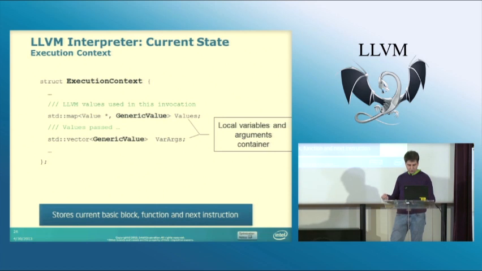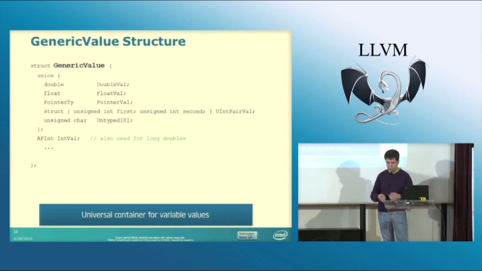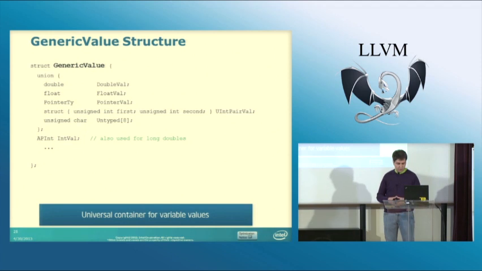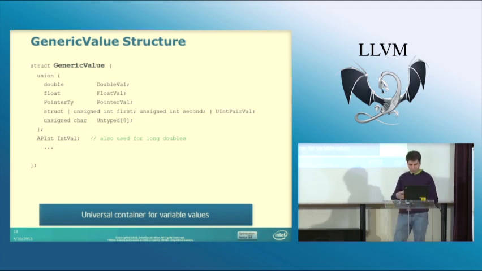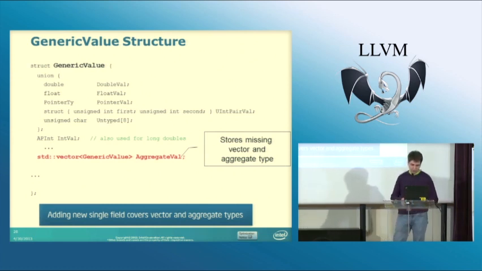The generic value is the structure used to store the values themselves, the variables. Initially it looked like this. It has a union which can contain double, float, pointers, etc., and integer values. So there was no support for vector and aggregate operations. What we did here is simply add a single field. We called it aggregate val. This is a standard vector referring to the same generic value.